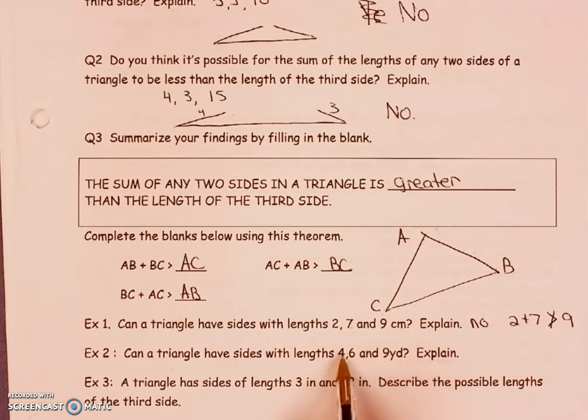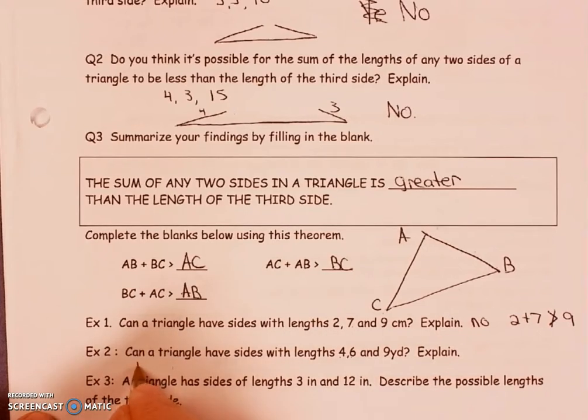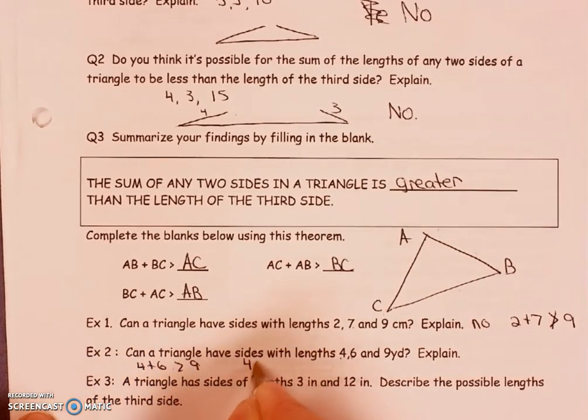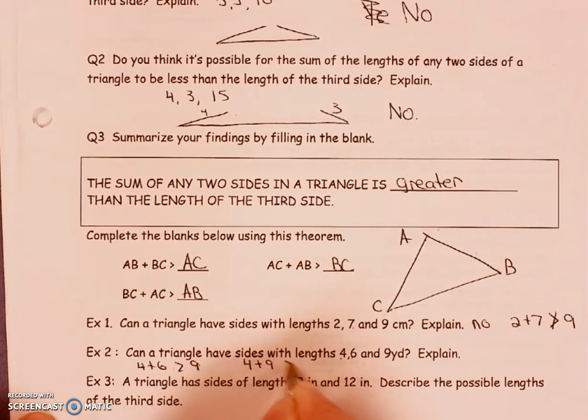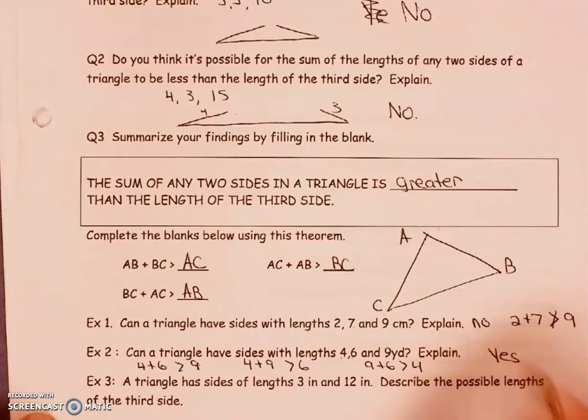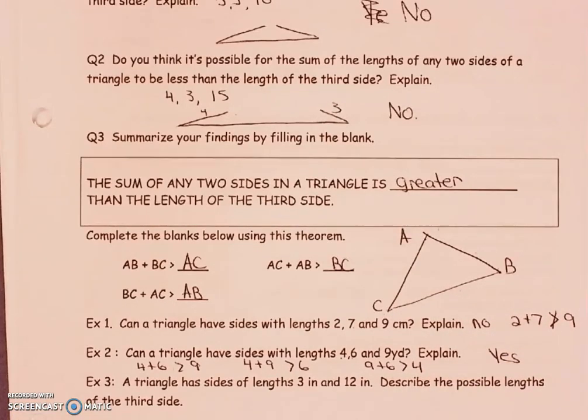Look at the next one, 4, 6, and 9. And if you go through the scenarios, 4 plus 6 would be greater than 9. 4 plus 9 would be greater than 6. 9 plus 6 is greater than 4, so every case works. My answer is yes. You might be asking, do I have to do all that work every time? No, really, you can just take the smaller 2 and make sure it's larger than the third side.